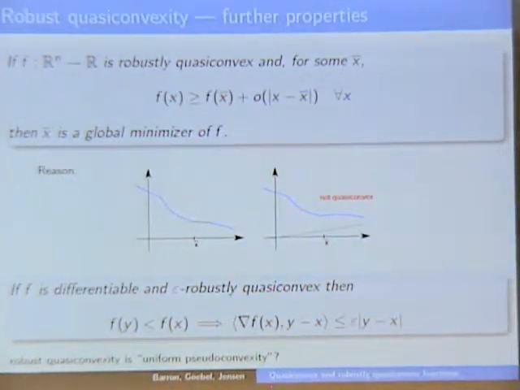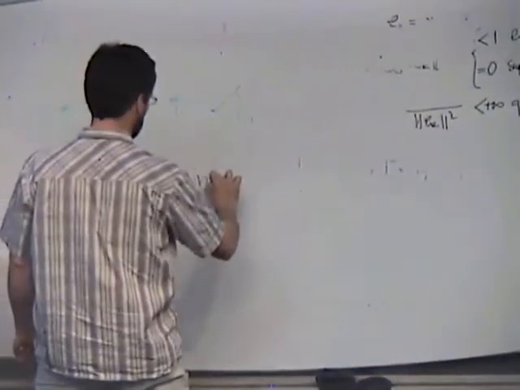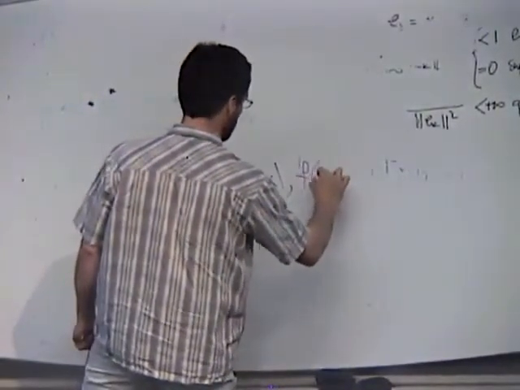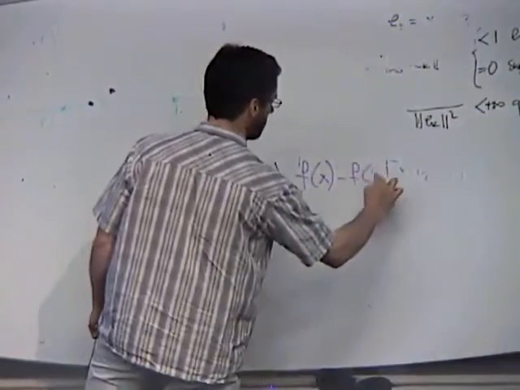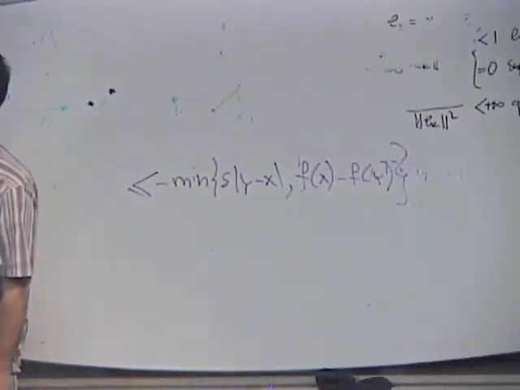Since I have the blackboard, what I really should write on the right-hand side is the bottom inequality. If f of y is less than f of x, then the directional derivative of f at x in the direction of y is bounded above by minus the minimum of epsilon times the norm of y minus x, but also f of x minus f of y. So again, this purple thing right here should replace this.